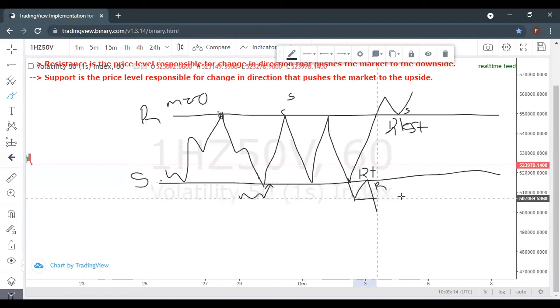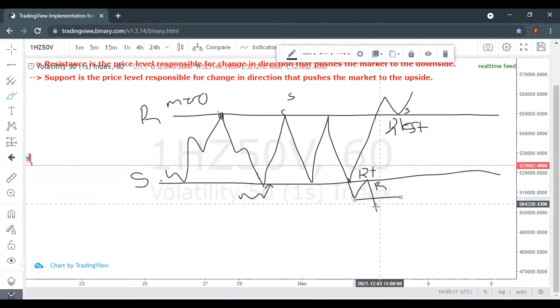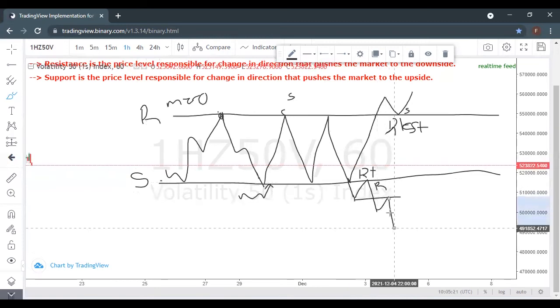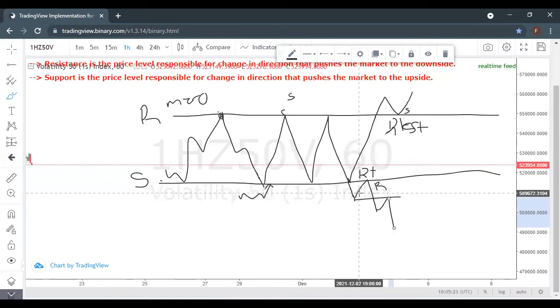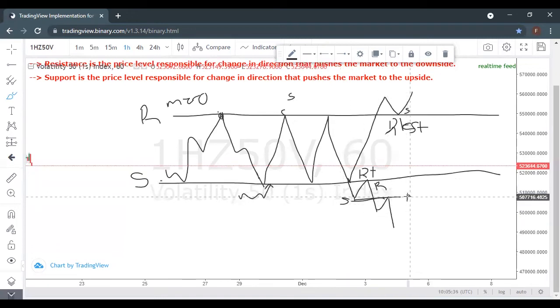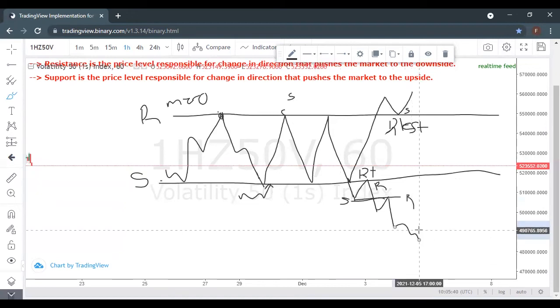You might notice the market continues to push to the downside. So is it pushing to the upside? Like I said earlier, once a level that is acting as support is broken, then it's retested, it now acts as resistance. So the market continues to push down.